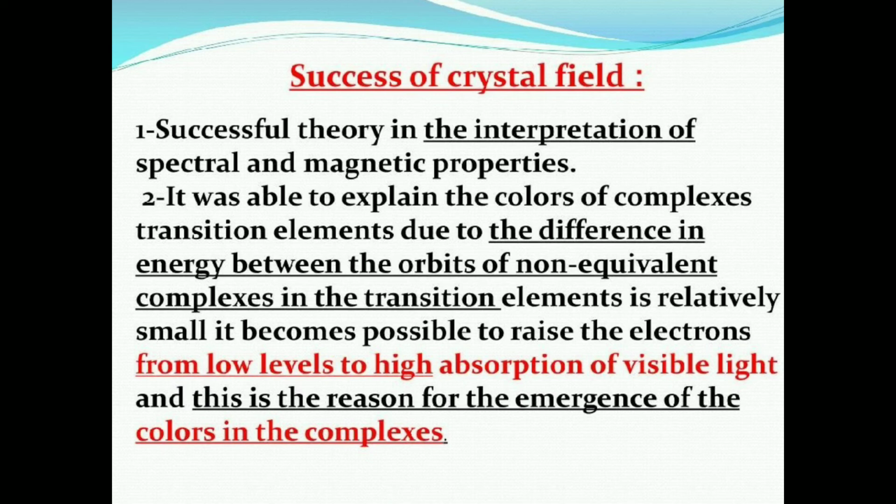Second, it was able to explain the color of complexes of transition elements. Due to the difference in energy between the orbitals of the complexes in the transition elements being relatively small, it becomes possible to raise the electrons from a low level to a high level by absorption of visible light. And this is the reason for the emergence of color in the complexes.